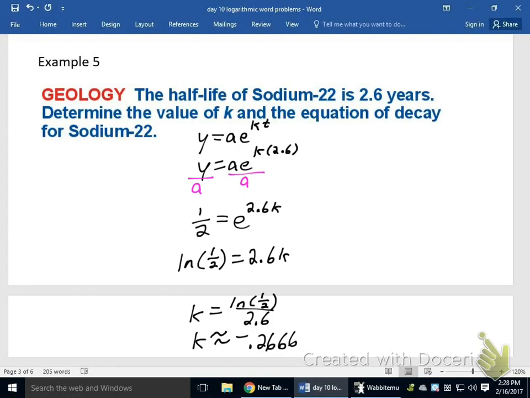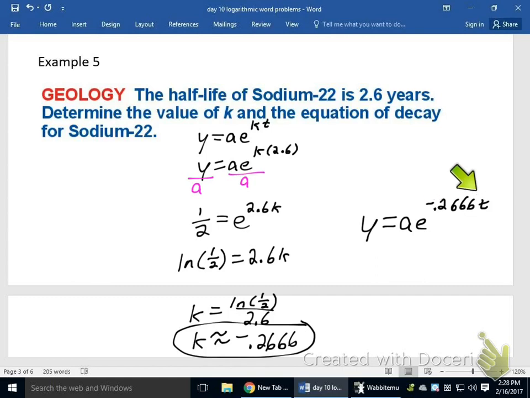What I'd like for you to now do is make the equation according to the problem. So that was my value of k, that's half the problem. Now the equation is going to be y equals a times e to the negative 0.2666t. All right, because this is our constant rate of decay. We don't know our time, we don't know the initial amount, but this equation will get used on the next example.